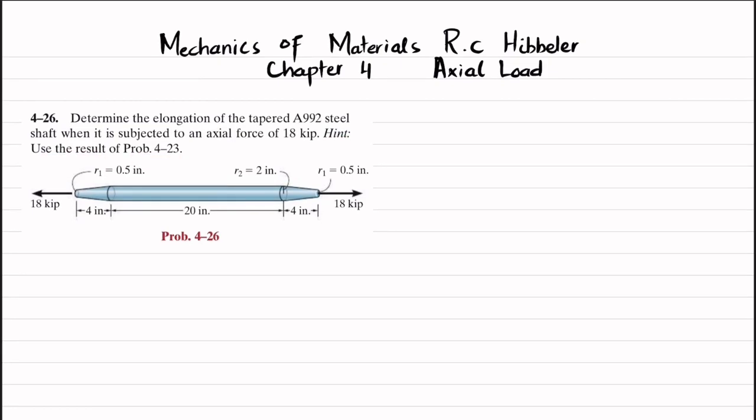So you can see this is the shaft that is tapered over a length of 4 inch, then 20 inch that is of uniform diameter, and then at the end there is a tapered portion that is acted upon by an axial load of 18 kips. At this point R1 is 0.5 and R2 is given as 2 inch. So we have to find the total elongation due to this load.